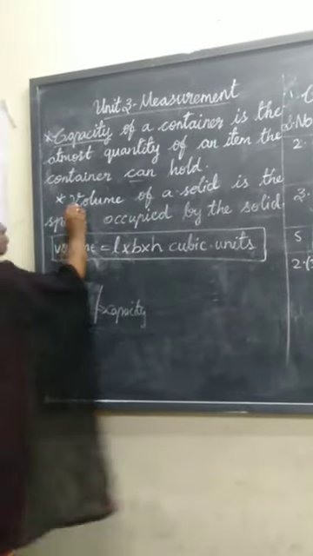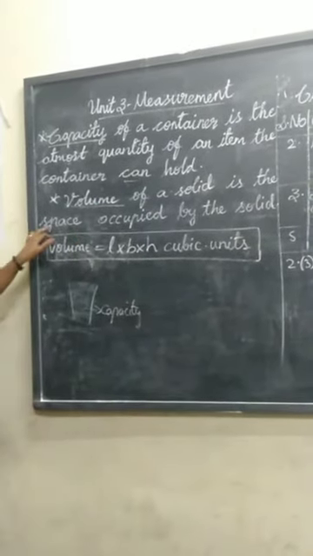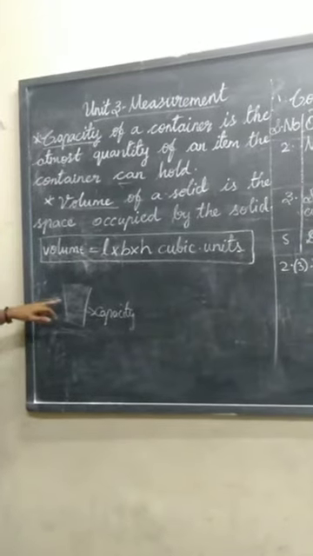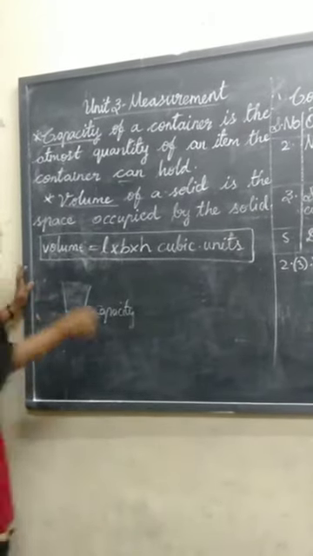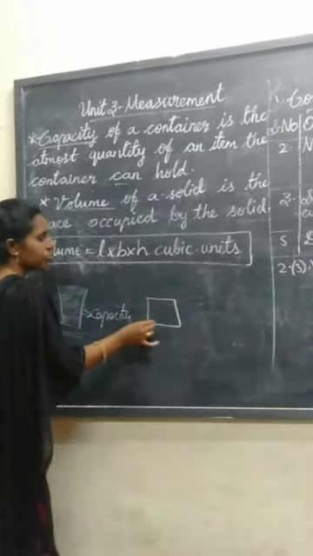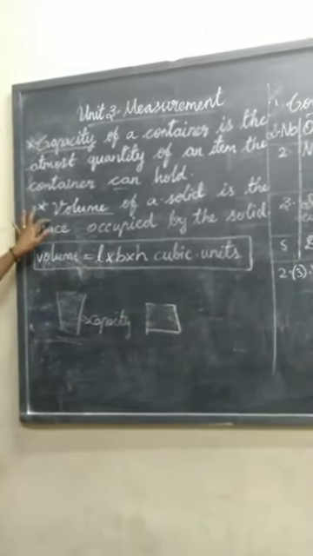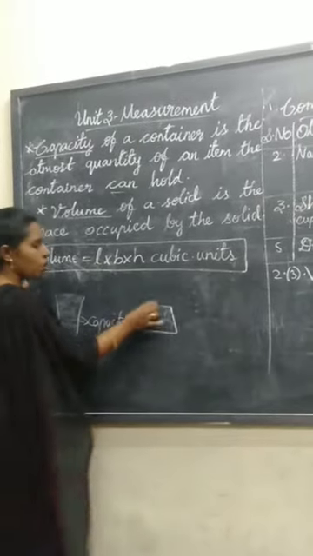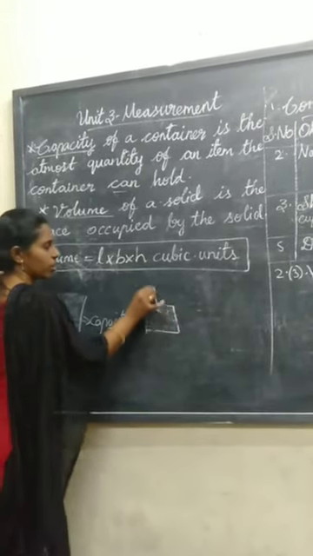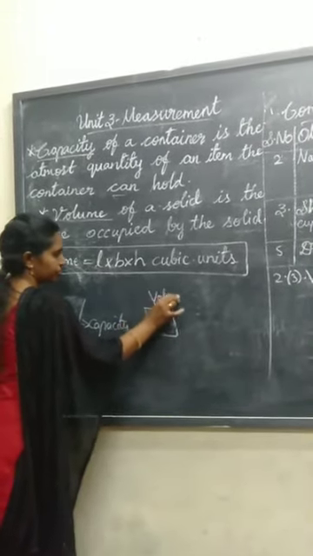So volume. Volume of a solid is the space occupied by the solid. So when you come to liquid, you will take it as capacity. When you come to solid, the space occupied by the solid item is called its volume. So this is called volume.